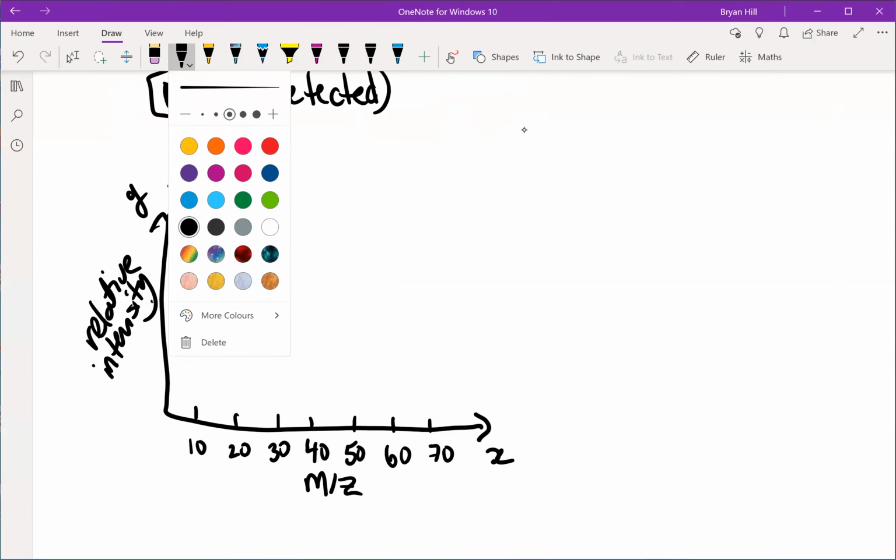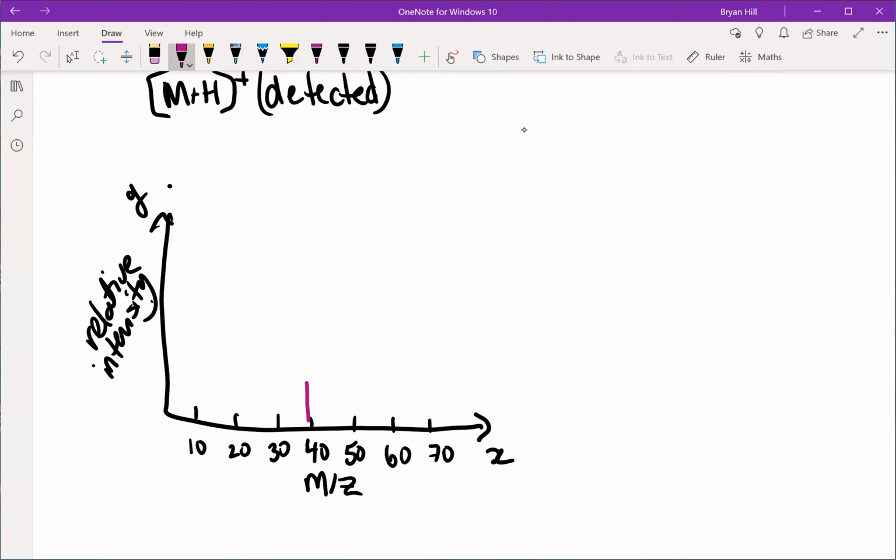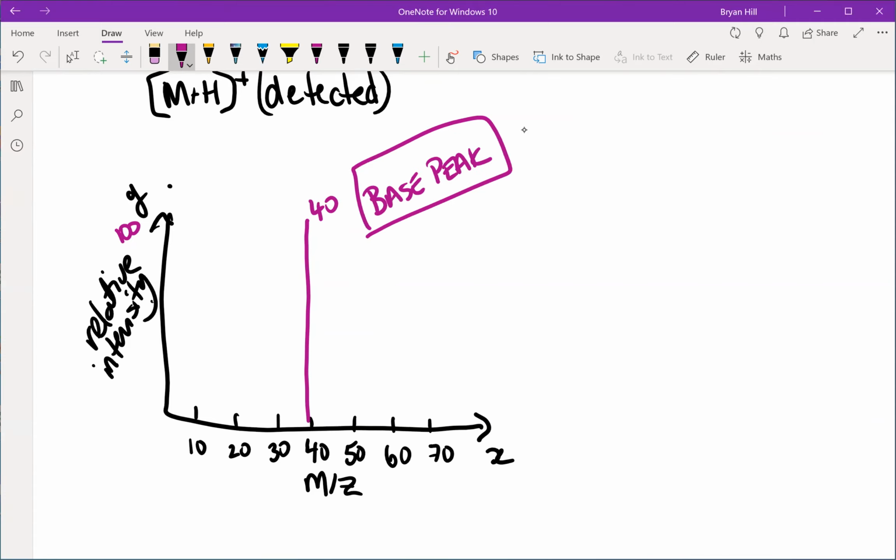Okay. So if we had some peak here, which is 100%. The peak here at 40, which is at 100%, that had a special name for it. Is that the base peak? Right, base peak. So the base peak is the most abundant peak in the spectra. So all other peaks are measured relative to that.